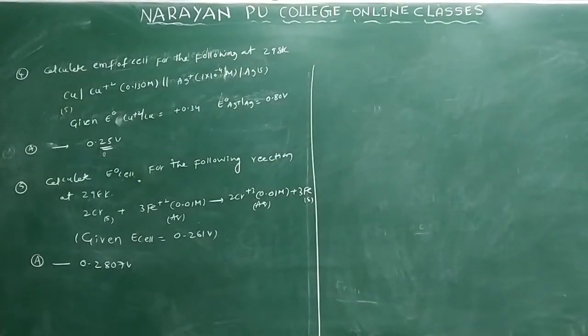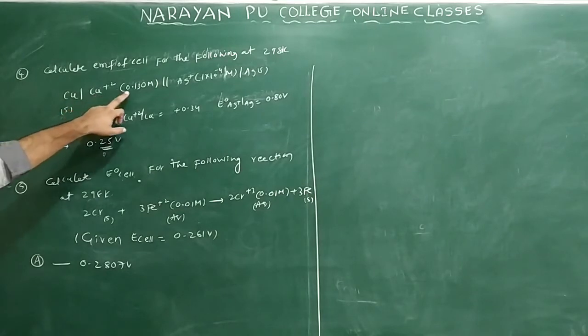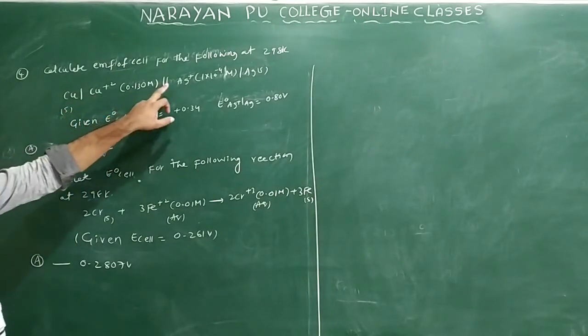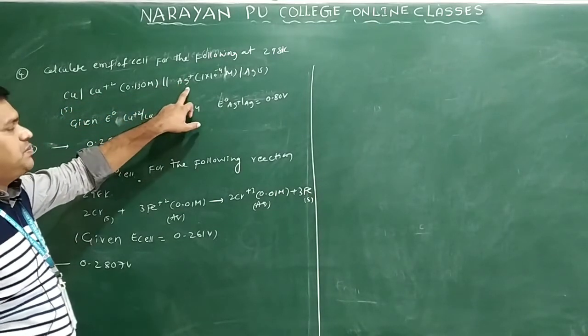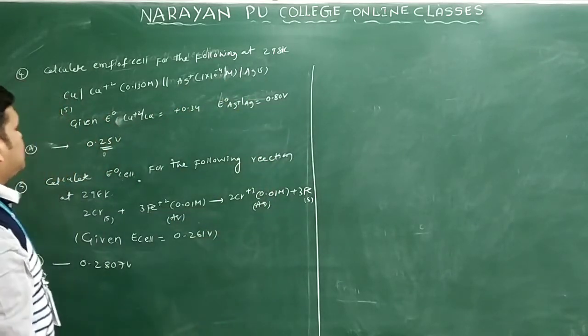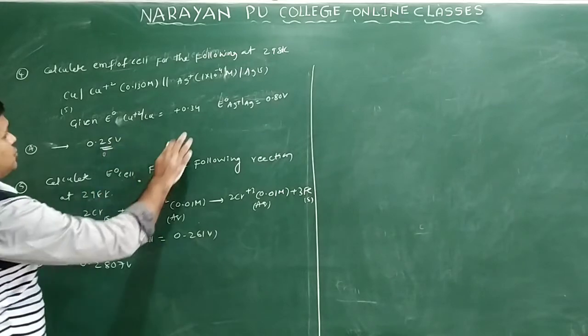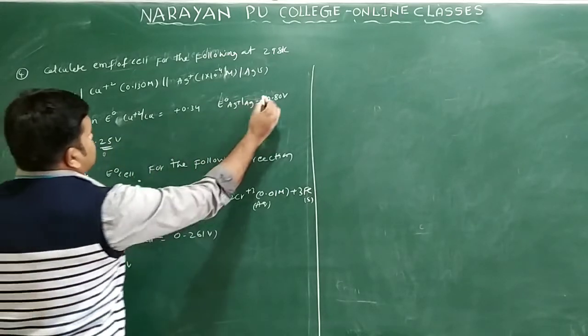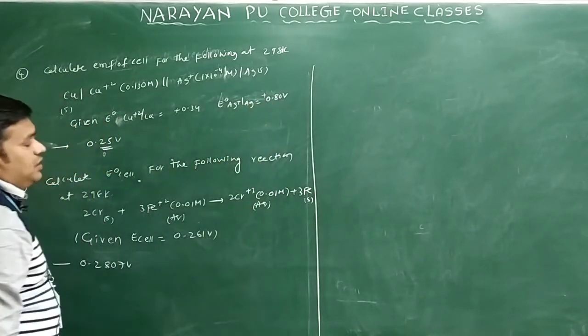Next you can see my question number 4 and question number 5 on the board. Calculate the EMF of the cell for the following reaction at 298 Kelvin. Cu plus 2 concentration 0.130 molar, this is the salt bridge, Ag plus concentration given 1 into 10 power minus 4 and Ag solid. So given here E naught of Cu plus 2 by Cu is plus 0.34, and this is plus 0.80 volts.